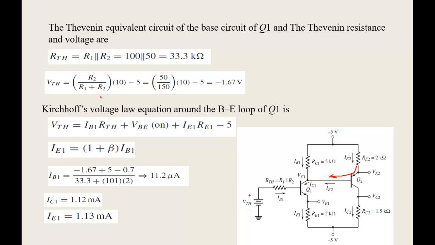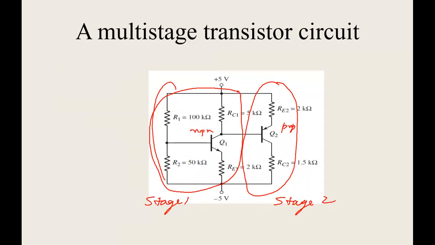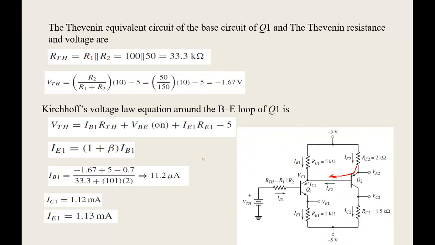Okay. So VTH and RTH first, obviously at the input side: you are finding VTH into RTH, because this particular thing you can reduce to VTH into RTH. So you find out what is VTH and what is RTH. Then do the base-emitter loop of Q1, and find out what is IE1. There's only one missing parameter, which is IE1.